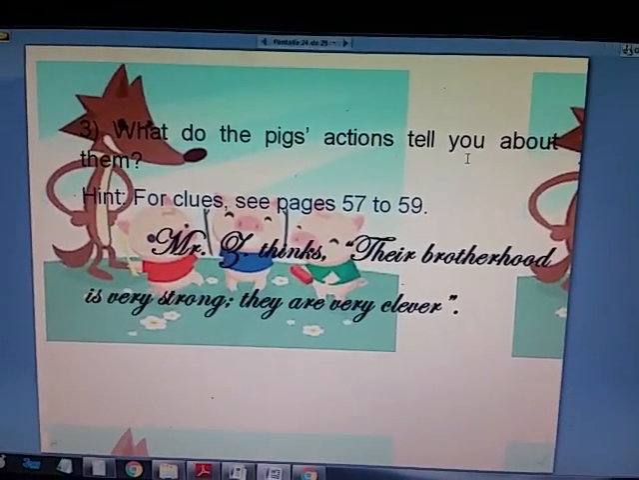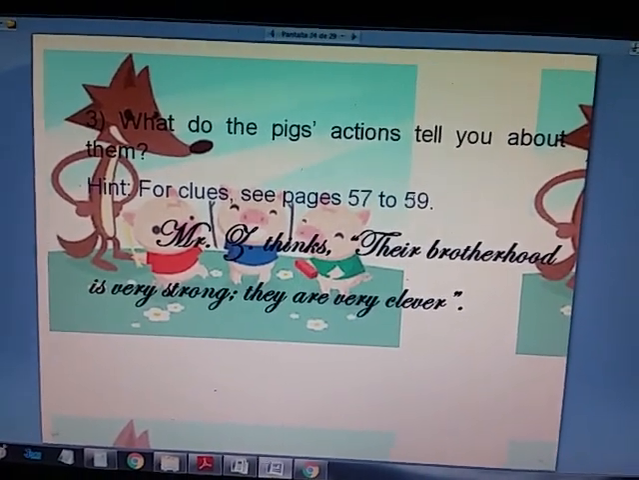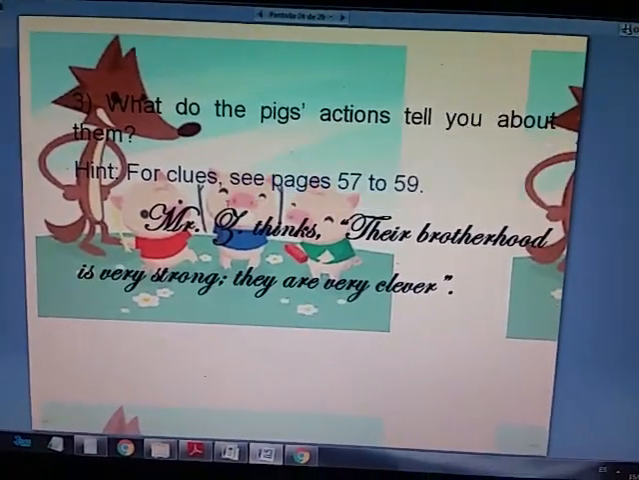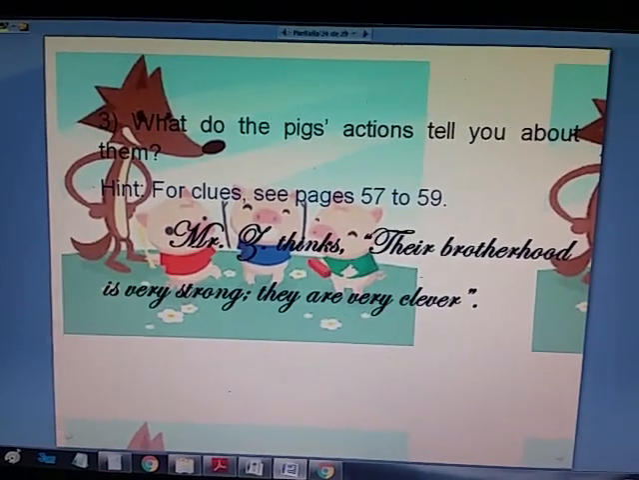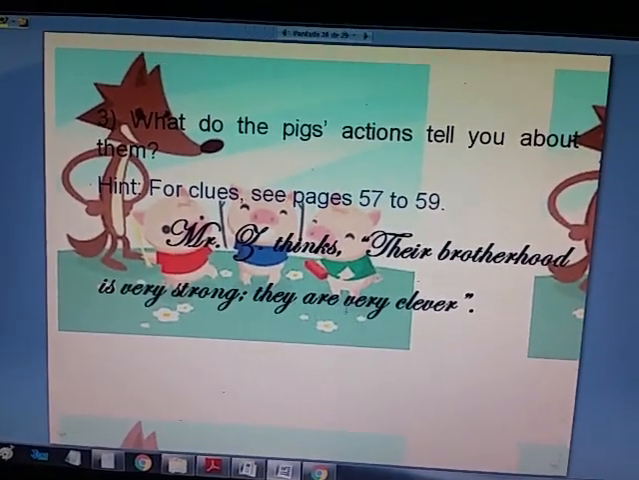Then number 3. What do the pigs' actions tell you about them? For clues, see pages 57 to 59. Well, to me, their brotherhood is very strong. And they are very clever.